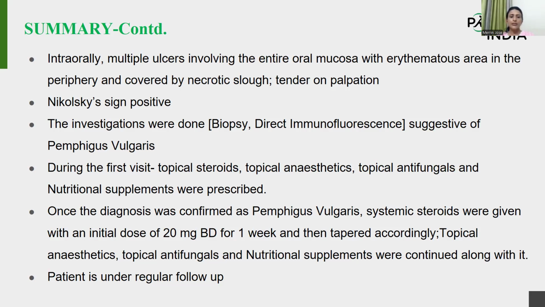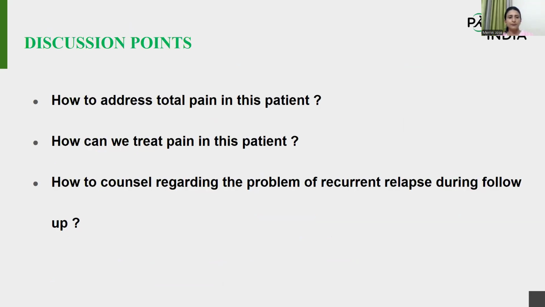Once the diagnosis was confirmed as pemphigus vulgaris, systemic steroids were given with an initial dose of 20 milligrams daily for a period of 1 week and then tapered accordingly. Along with that, topical anesthetics, topical antifungals, and nutritional supplements were continued. And the patient is under regular follow-up in the department.